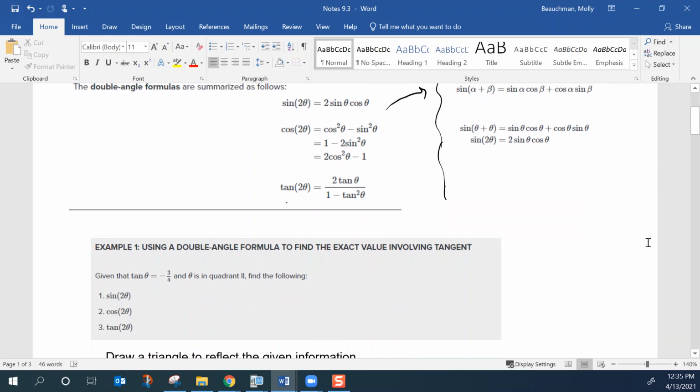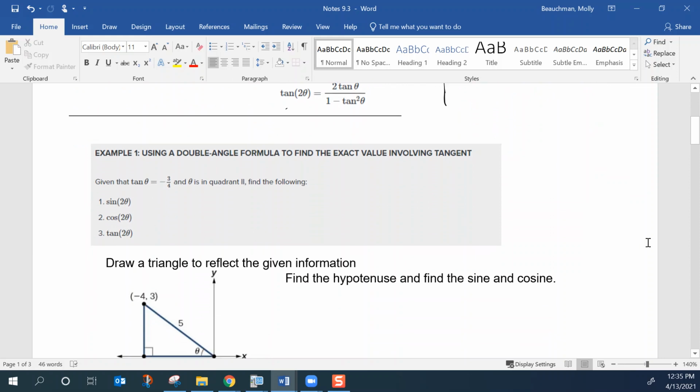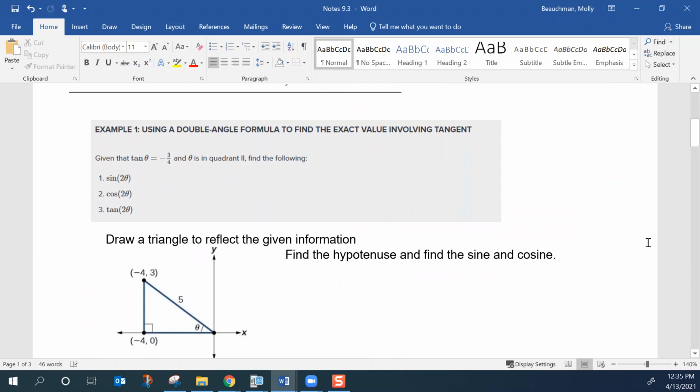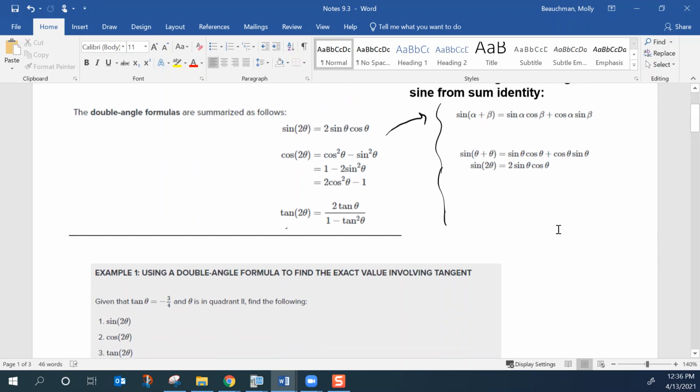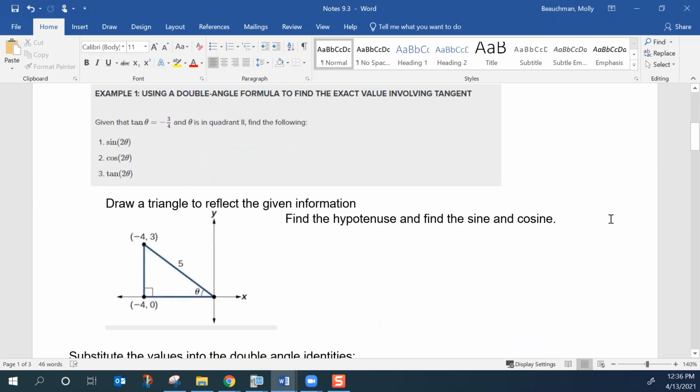So our first example is using a double angle formula to find the exact value involving tangent. If we're given that the tangent of the angle is equal to -3/4 and the angle is in quadrant 2, find the following: the sine, the cosine, and the tangent of the double angle. So we don't have to find the angle exactly. What we do is we use the identities to find sine, cosine, and tangent. And notice the identities use sines and cosines, except for the tangent identity. So what we have to find is the sine and cosine given the tangent.